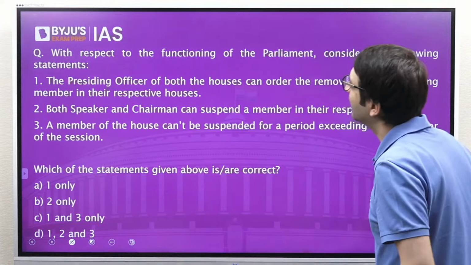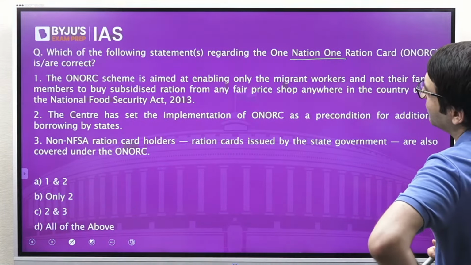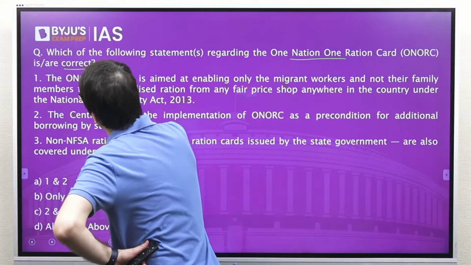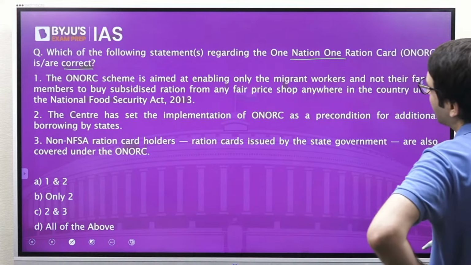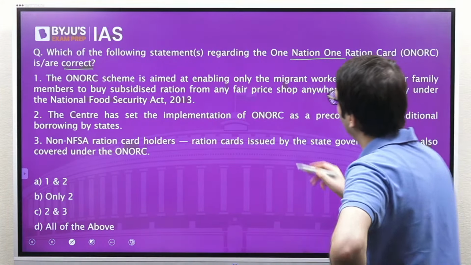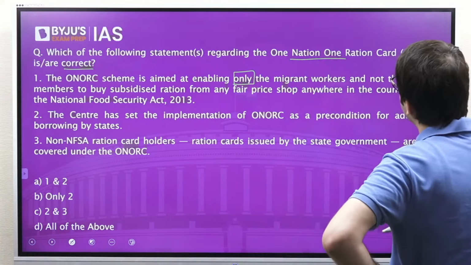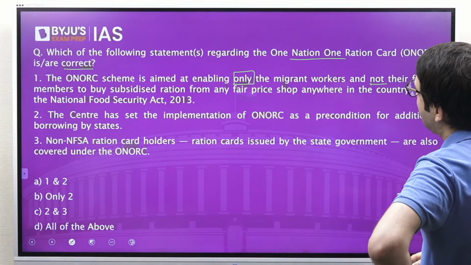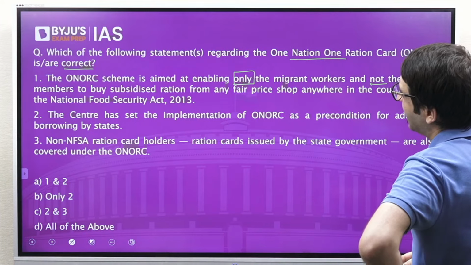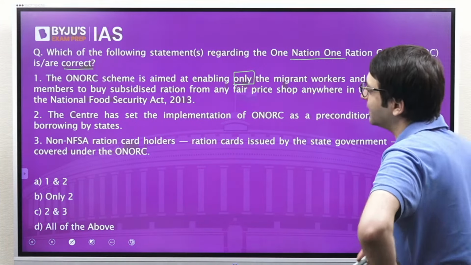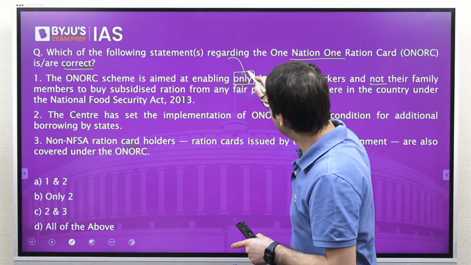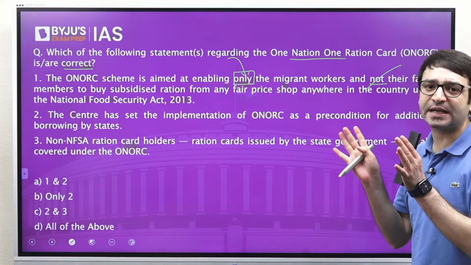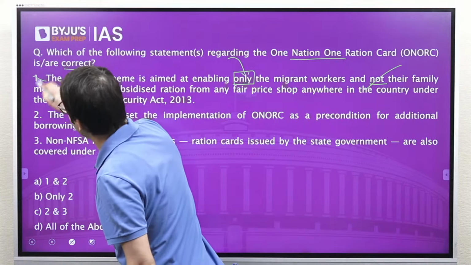Let's look at the question. The question is, which of the following statements regarding One Nation, One Ration Card is or are correct? The One Nation, One Ration Card scheme is aimed at enabling only the migrant workers and not their family members to buy subsidized ration from any fair price shop anywhere in the country under the National Food Security Act 2013. This allows migrant as well as his family member to get the benefit under National Food Security Act. So this statement is wrong.